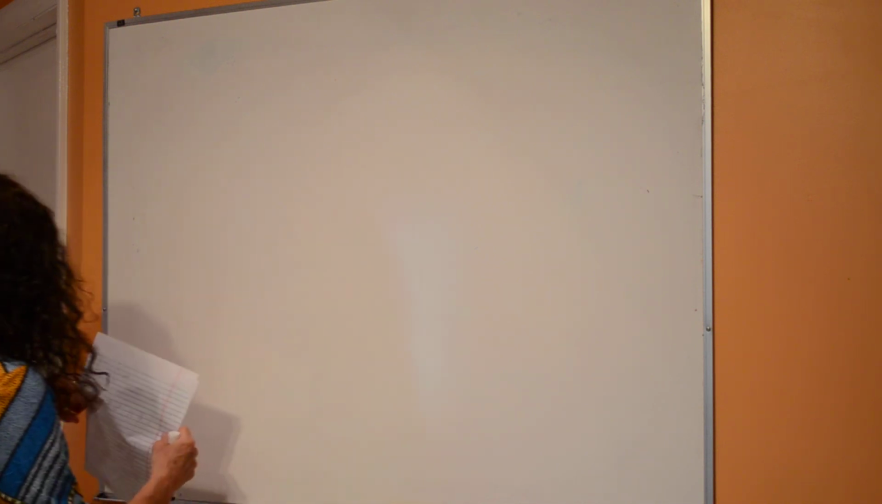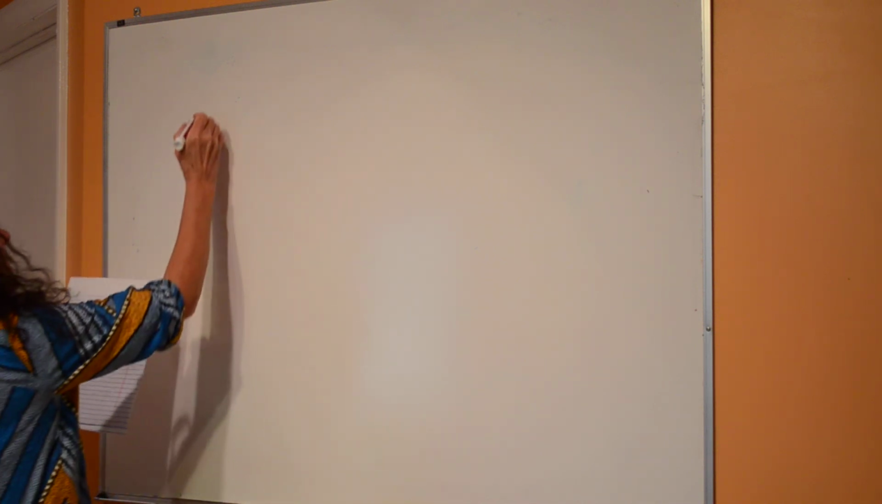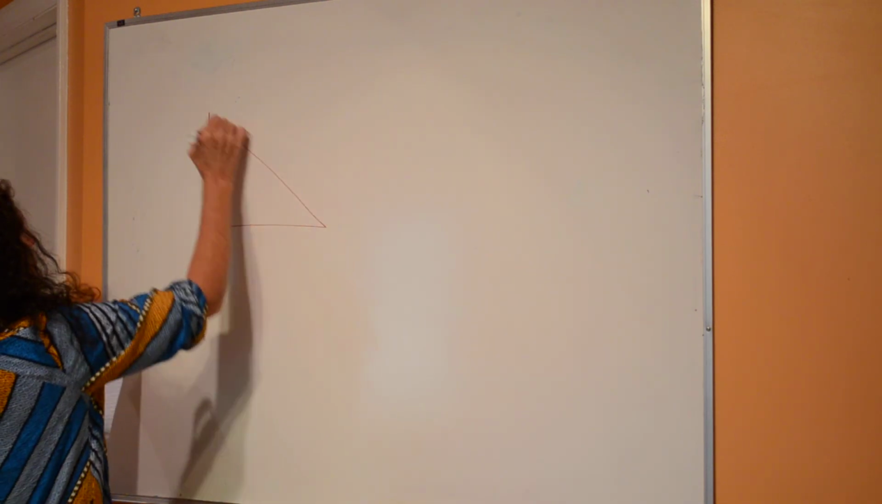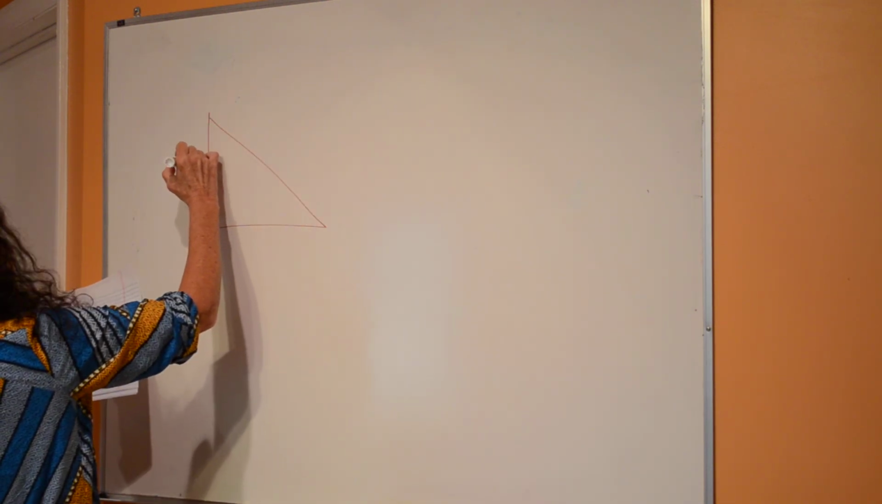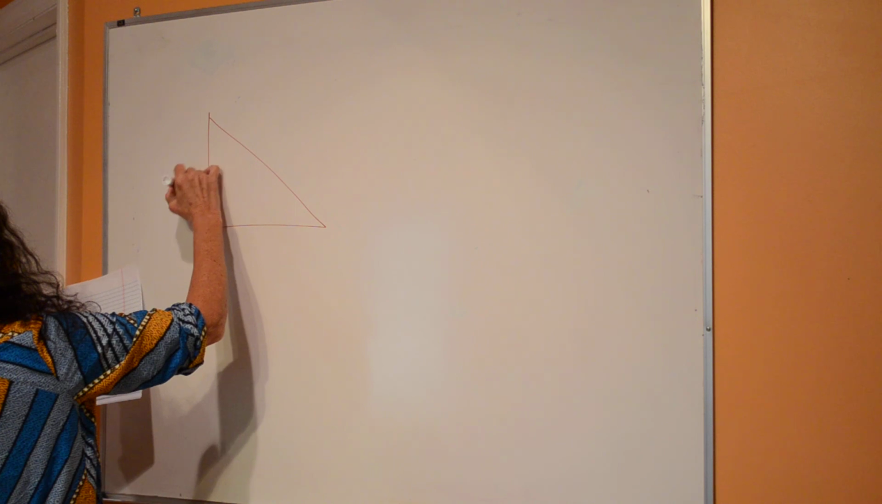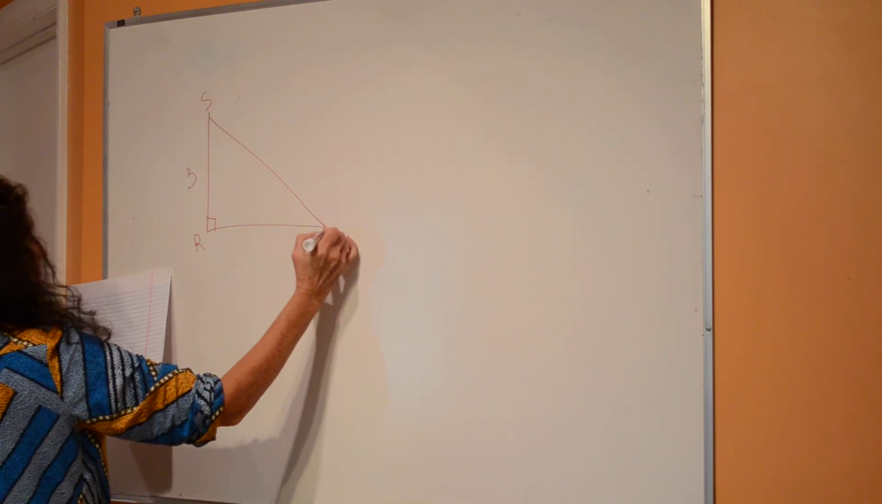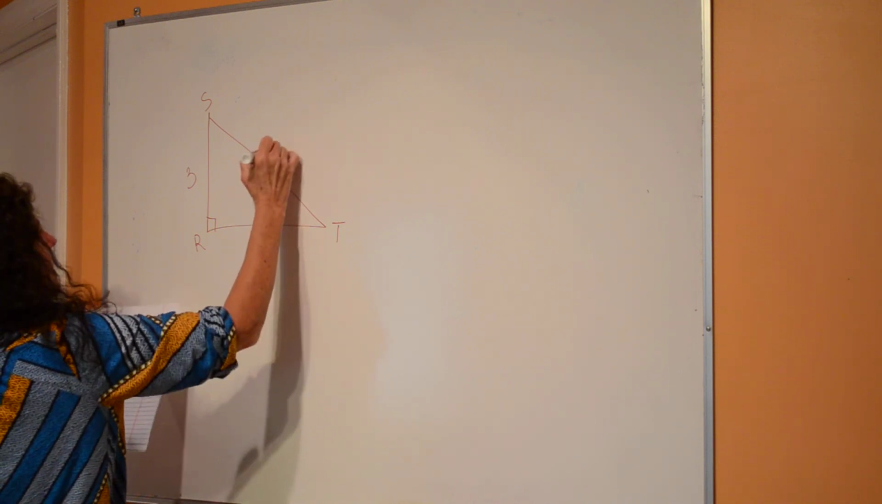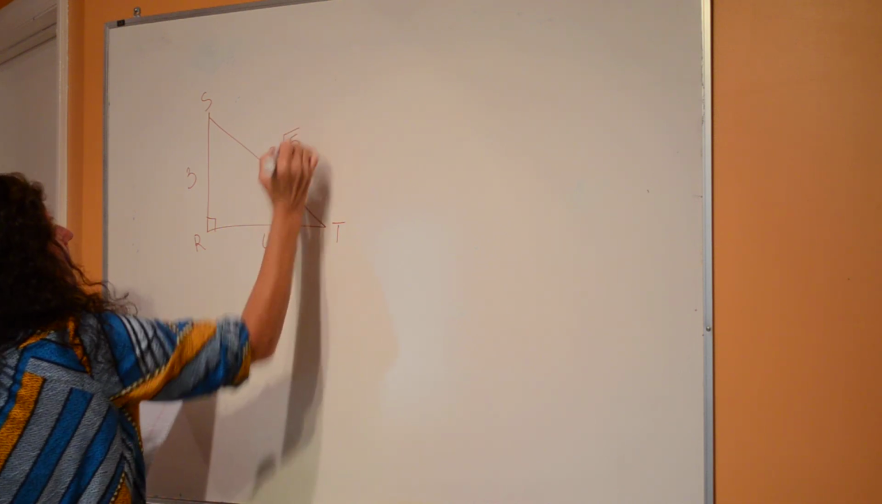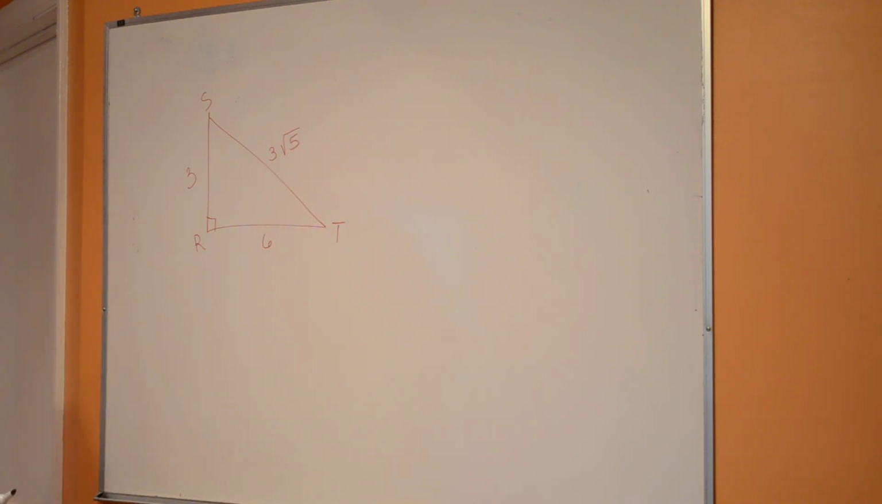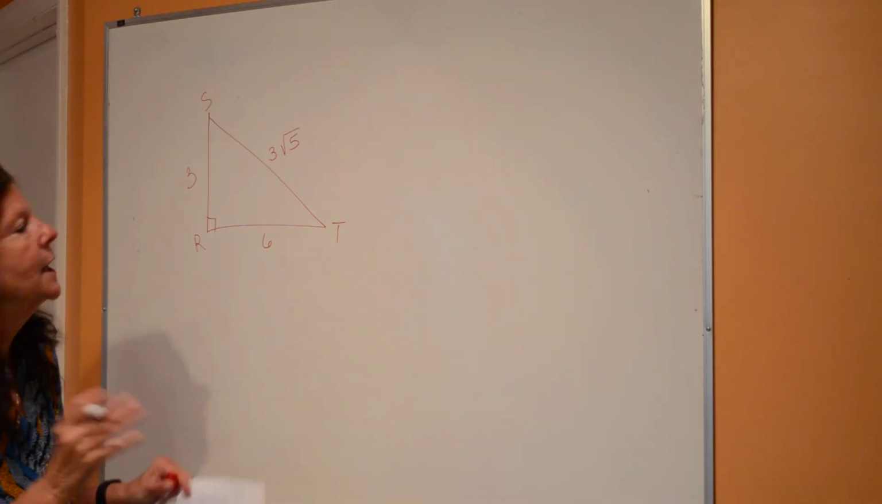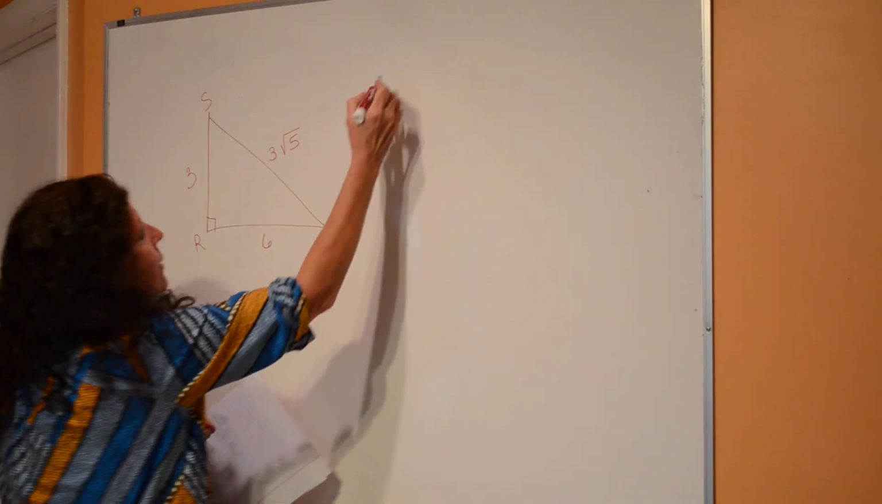So let's say, let's do red. So you have this triangle, and you have the sides 3, S, R, and T, 6, and 3 on the square root of 5. Okay, so they give you that, and let's say they go, give me the 6 trigonometric functions of angle T.